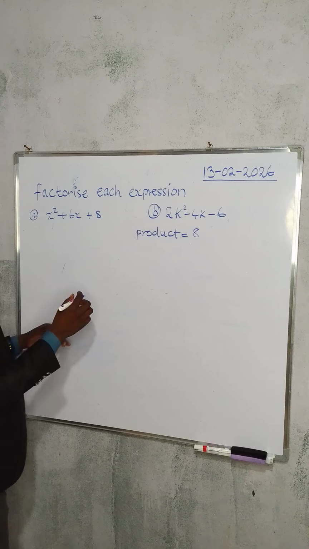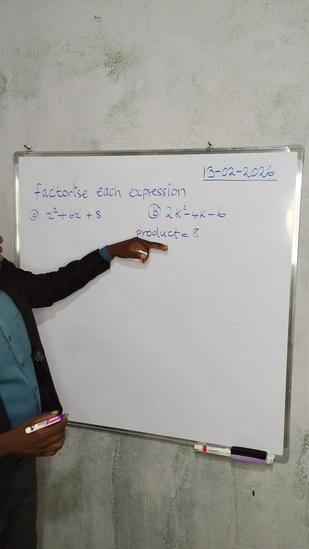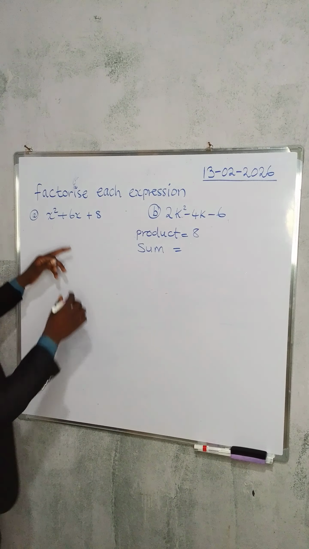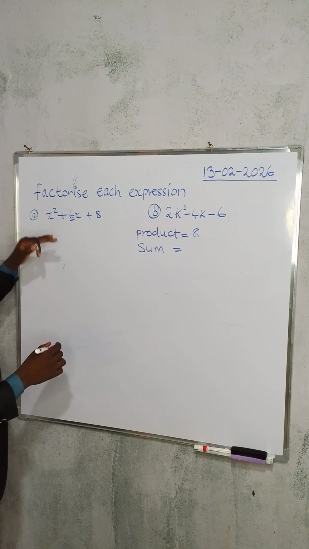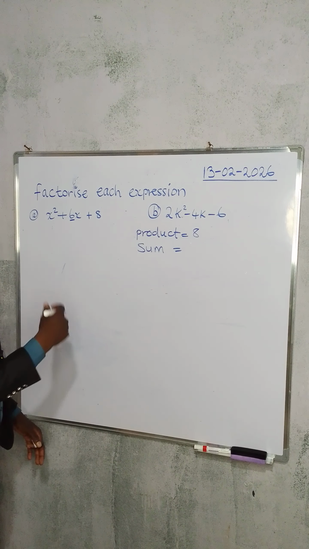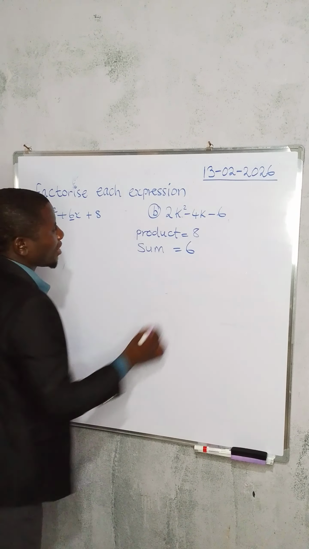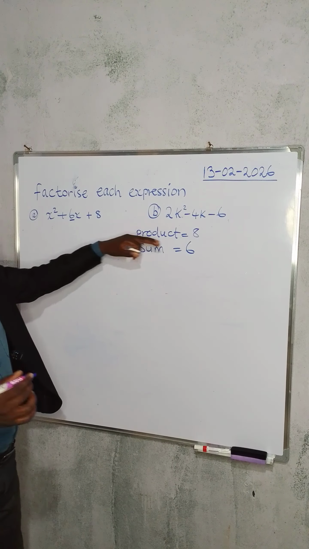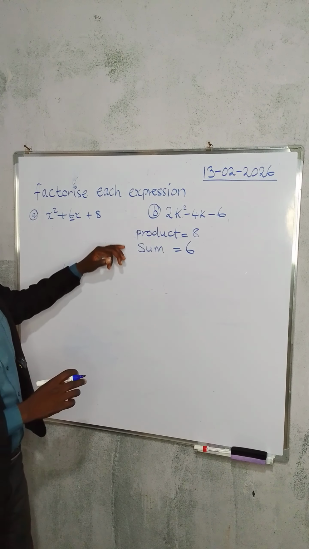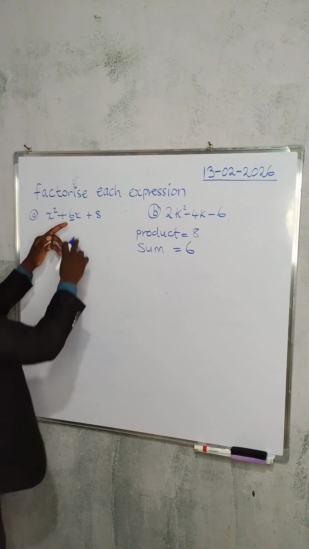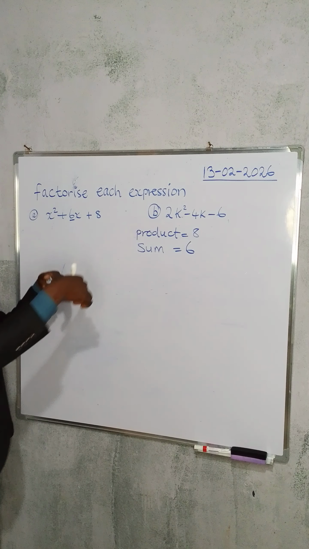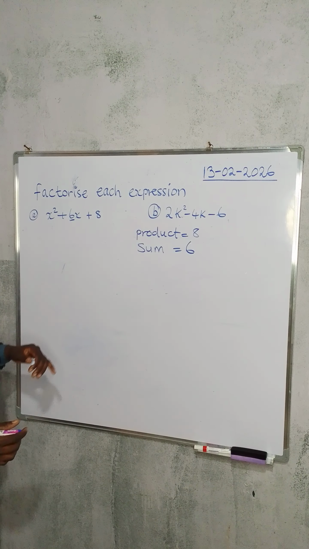Then what is the next thing that we are supposed to find apart from the product? We are supposed to find the sum. Know that the sum is the coefficient of the term in the middle there, our b. So we now have the product, which we get by multiplying the coefficient of the first term by the last number, which is 8. Then our sum is the coefficient of x, which is our b in the expression I showed you earlier on. So this is our sum.